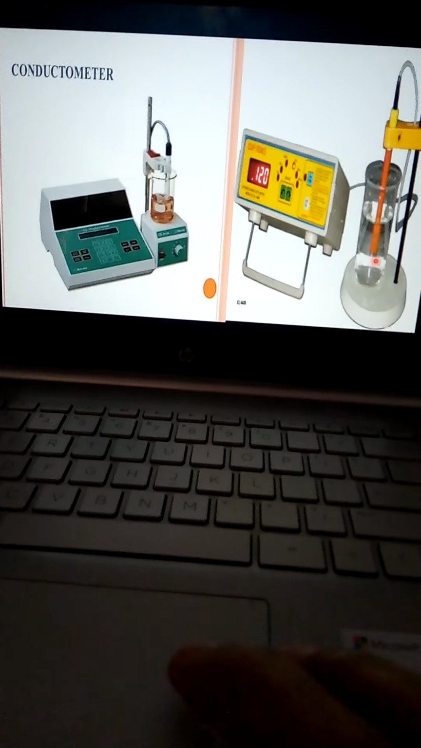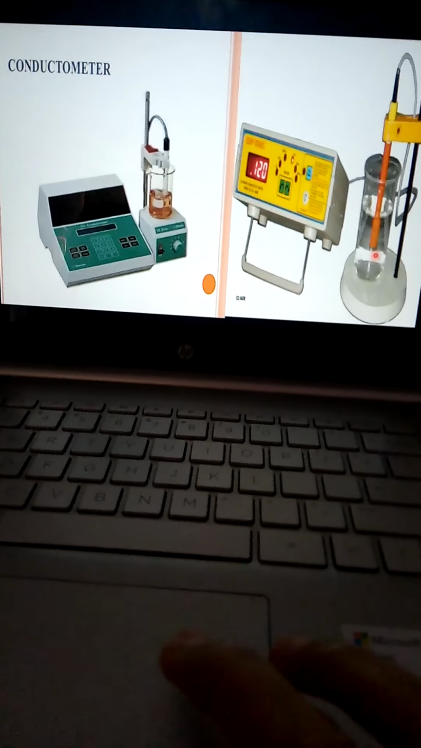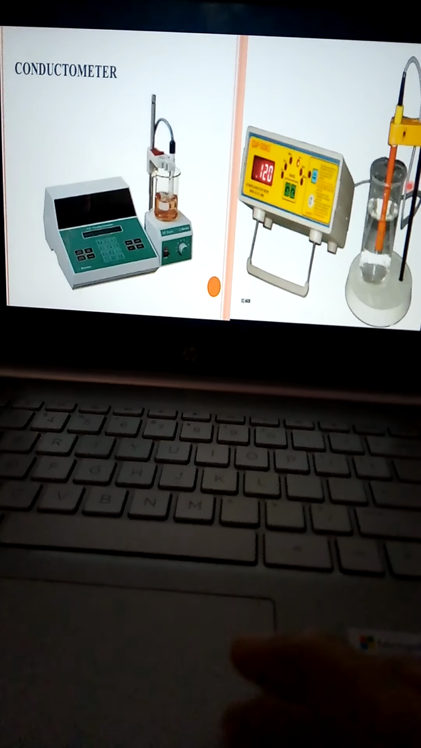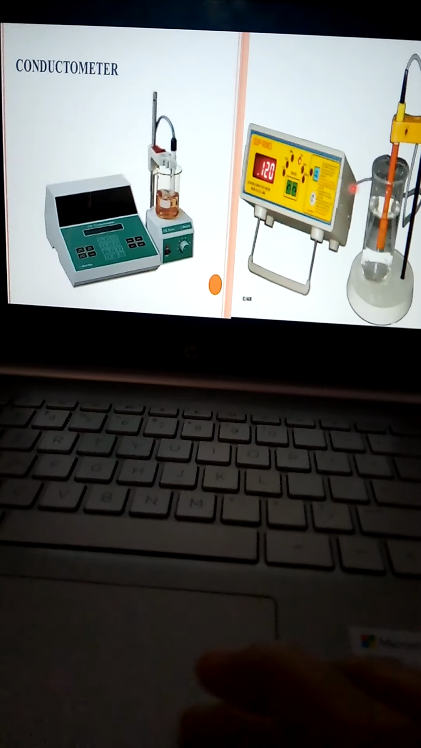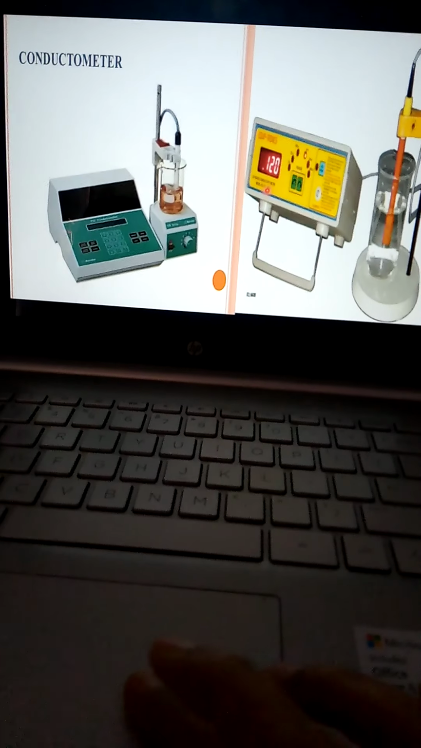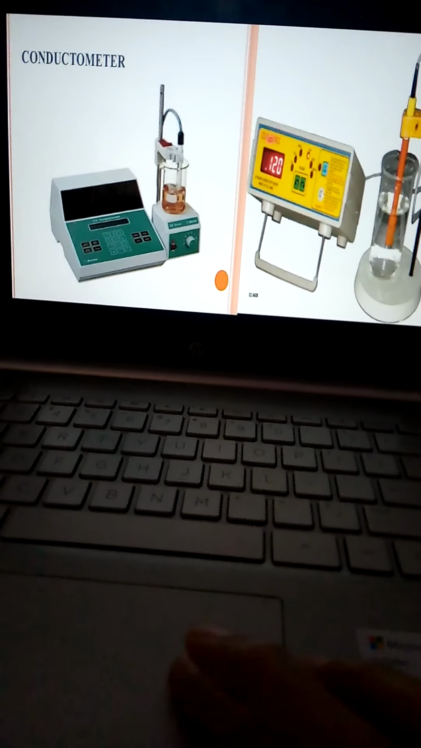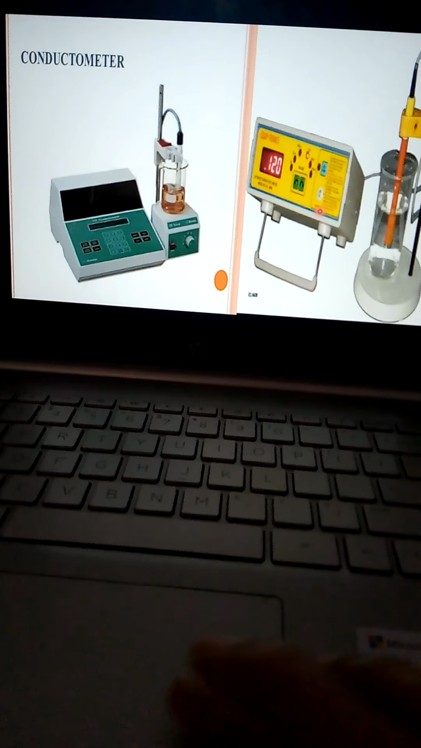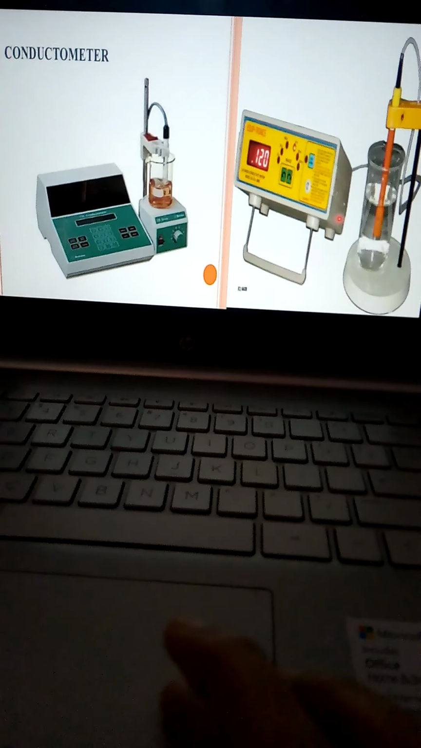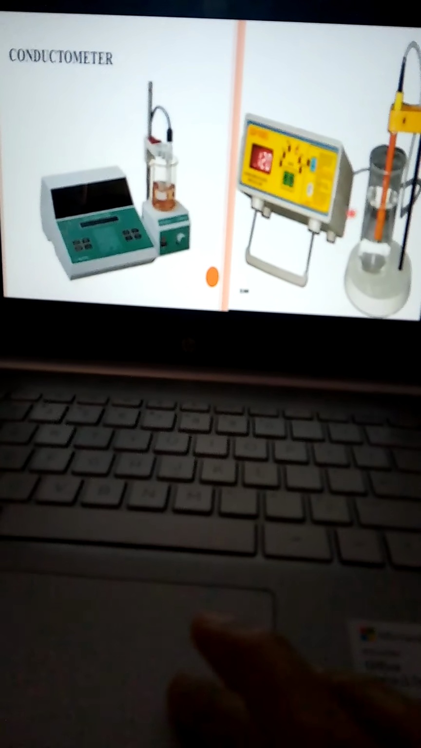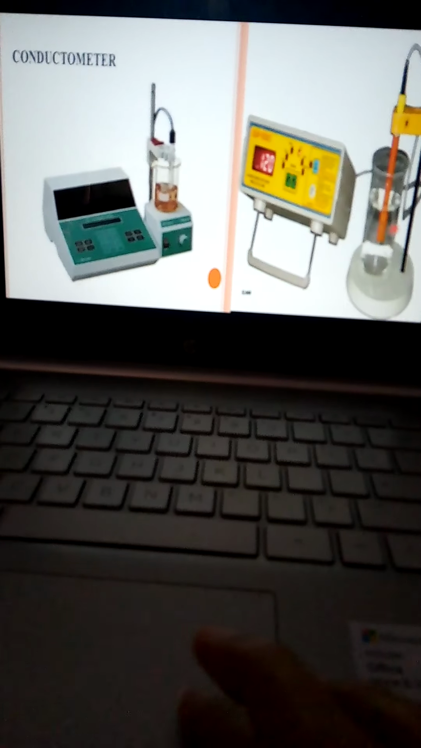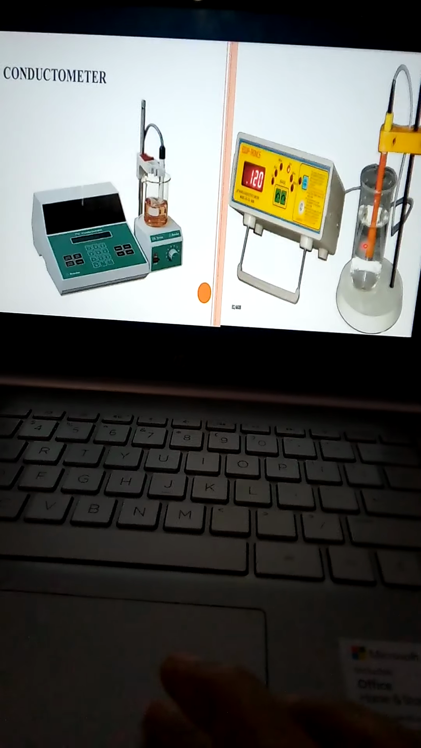I hope it is clearly understood. The cell is connected to an AC mains. This platinum foil is connected to an AC mains. After connecting this, simultaneously you have to note down the readings of the conductance of the solution in the conductometer device. This part is very important. After noting the conductance of the solution, you take that as the zero reading. That means before adding NaOH you are noting the conductance of the HCl solution. This is the second thing.